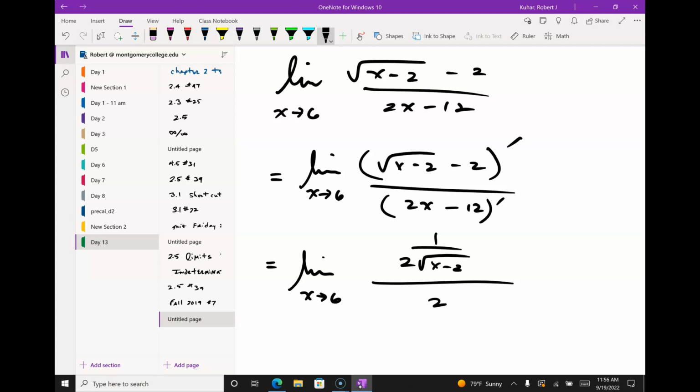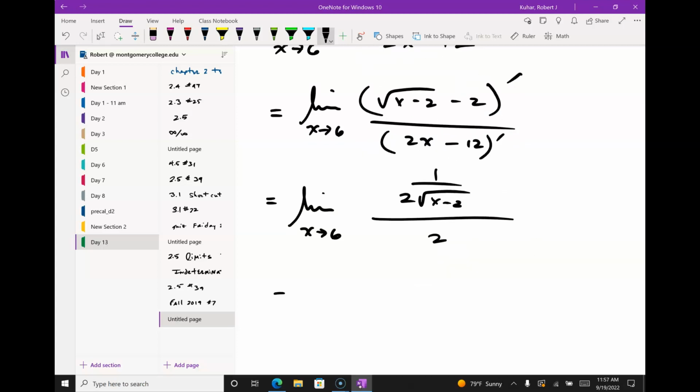Question? Yes. But when we're doing this L'Hopital rule thing, I'm asking for quick ones, shortcuts. So this is what? The limit as x goes to 6 of 1 over 4 square roots of x minus 2. And now I could just plug in, right?